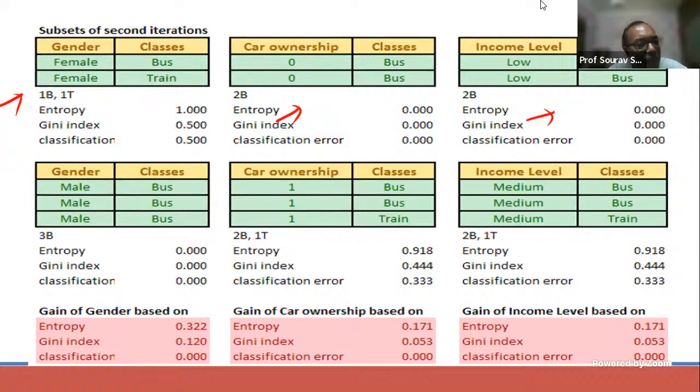Yeah. Anyone? Shika and Hari have already given the answer, and the correct answer has been received. But yeah, anyone else? Okay. See, the answer is gender.